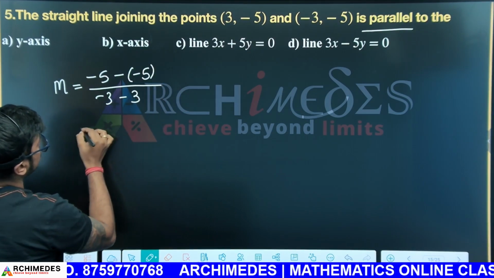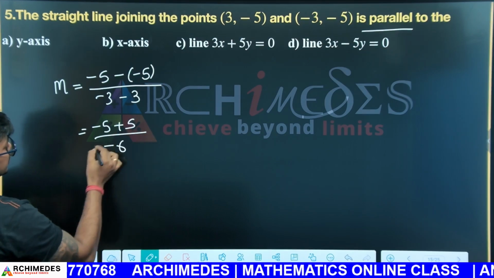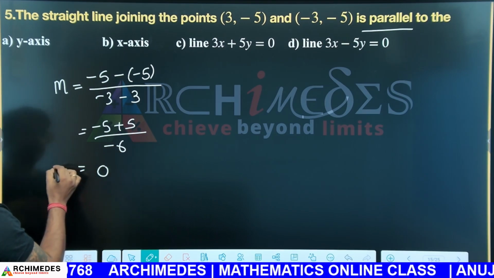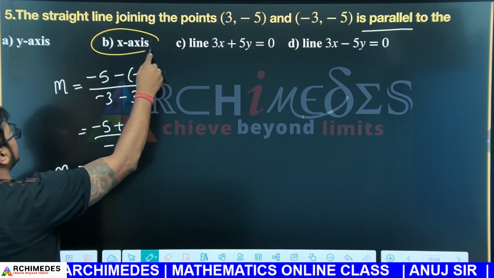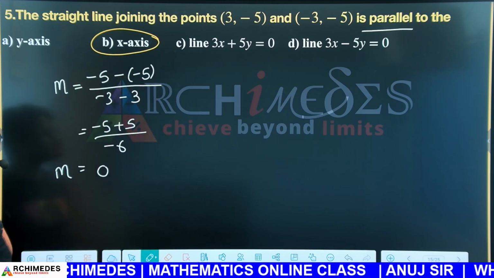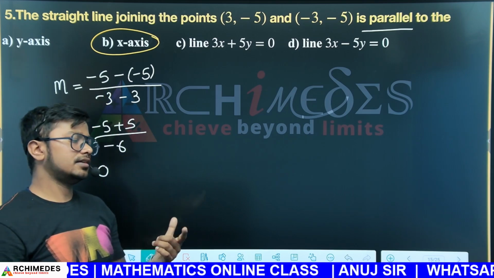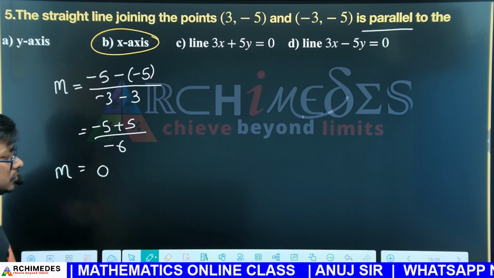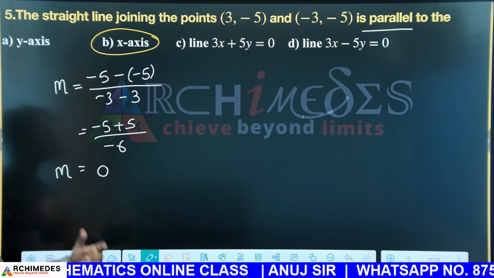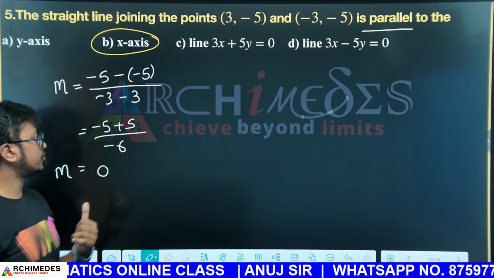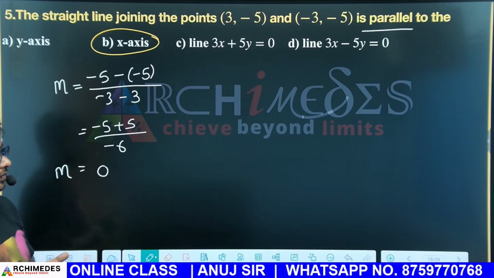So here you are getting 0 because minus 5 plus 5 is 0. So the numerator is 0 and the slope is 0. So when is the slope 0? When it is parallel to the x-axis. Slope is 0 means parallel to the x-axis. Slope is undefined means parallel to the y-axis. So parallel and perpendicular conditions come, and always we start with the slope concept. It's very easy.